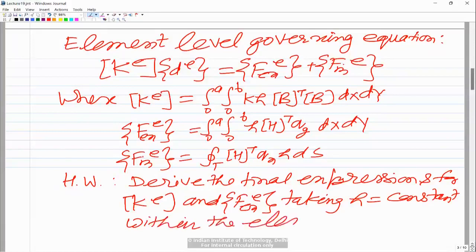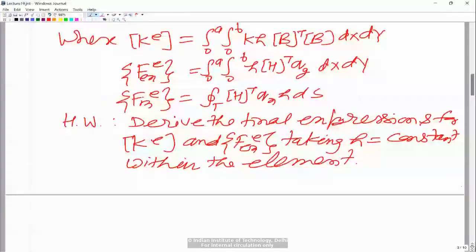So this is straightforward. Only thing you have to, of course, know is the shape functions. You have to differentiate, get the B matrix, multiply, and then integrate. The integrations are also going to be straightforward. So you will get the Ke.